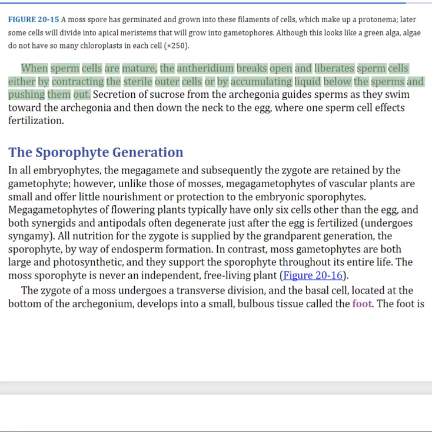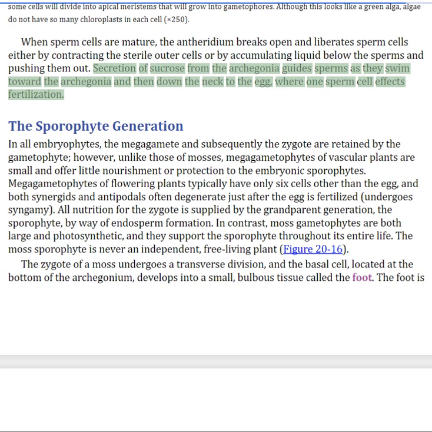When sperm cells are mature, the antheridium breaks open and liberates sperm cells either by contracting the sterile outer cells or by accumulating liquid below the sperms and pushing them out. Secretion of sucrose from the archegonia guides sperms as they swim toward the archegonia and then down the neck to the egg, where one sperm cell effects fertilization.